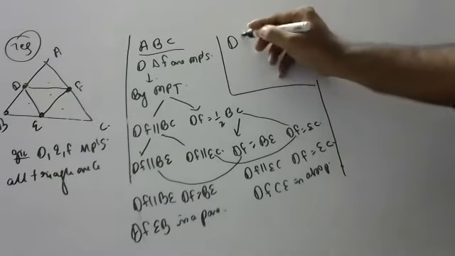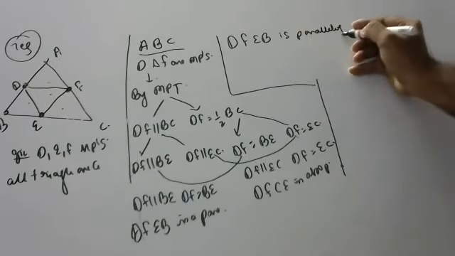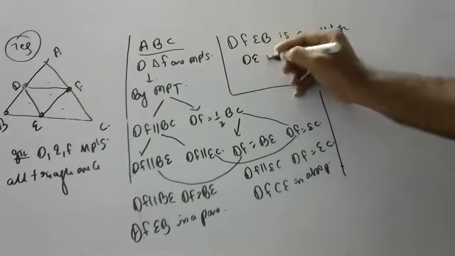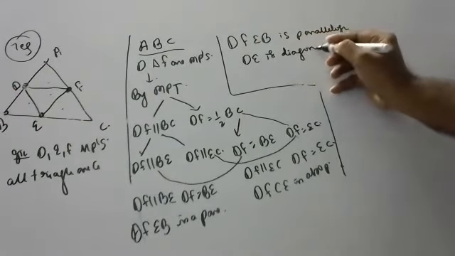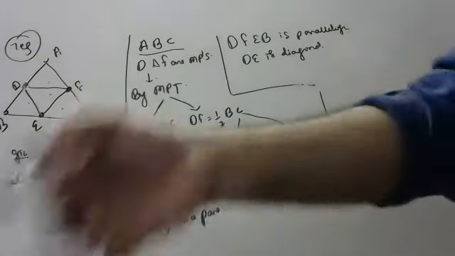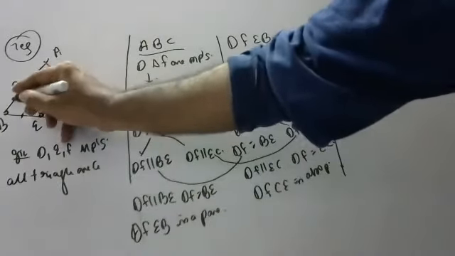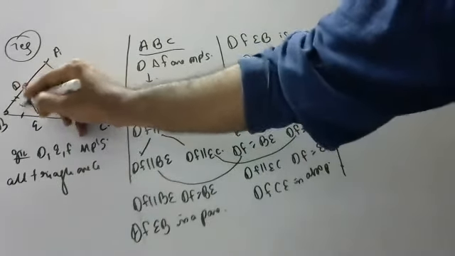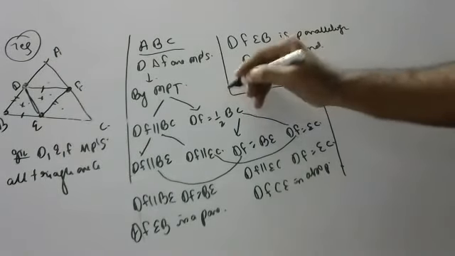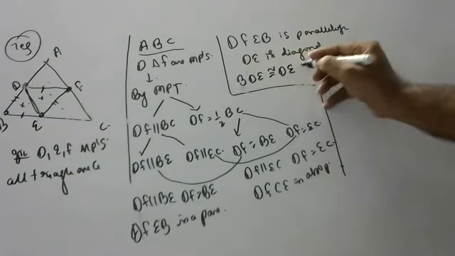DFEB is a parallelogram, which means DE will become a diagonal. A diagonal in a parallelogram divides it into 2 congruent triangles. All of you know it or not? Suppose you don't know: this and this are equal, this and this are equal, and this is a common side. So these both are congruent triangles. By SSS, BDE is congruent to DEF.